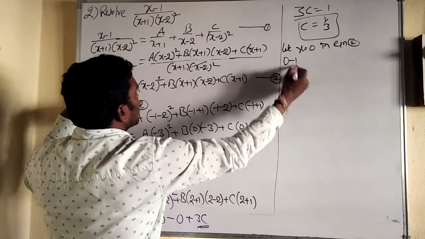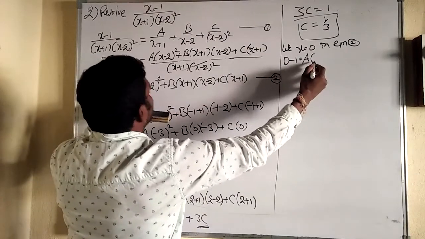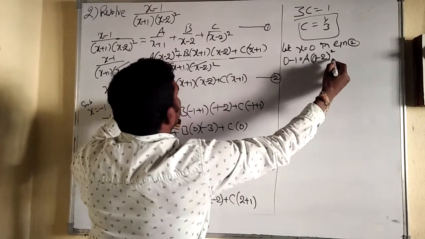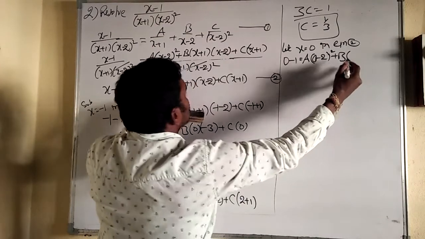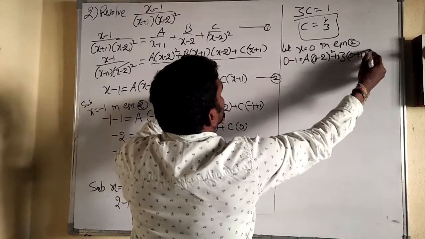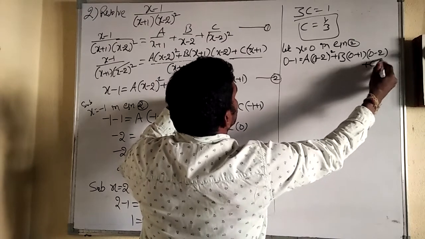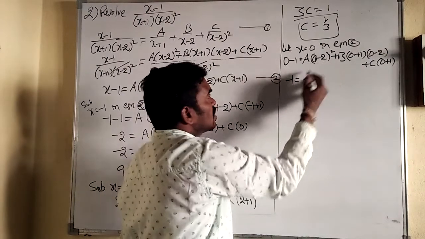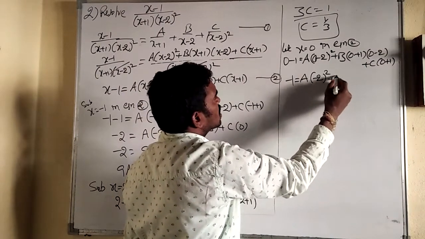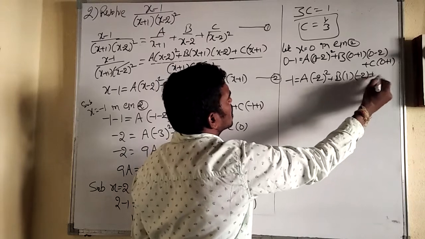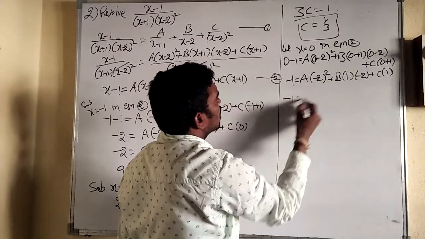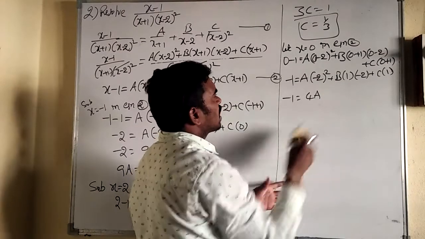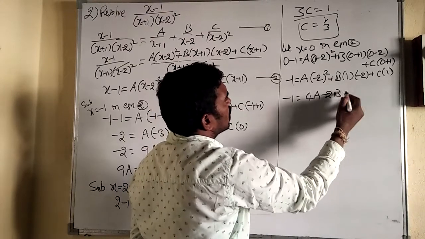X means 0 minus 1 is equal to a into 0 minus 2 whole square plus b into 0 plus 1 into 0 minus 2 plus c into 0 plus 1. So 0 minus 1 is minus 1, equal to 0 minus 2 is minus 2 whole square, plus b into 1 into minus 2 plus c into 1. Simplify: minus 1 equals minus 2 whole square is 4, so it becomes 4a. 1 into minus 2 is minus 2, it becomes minus 2b plus c.